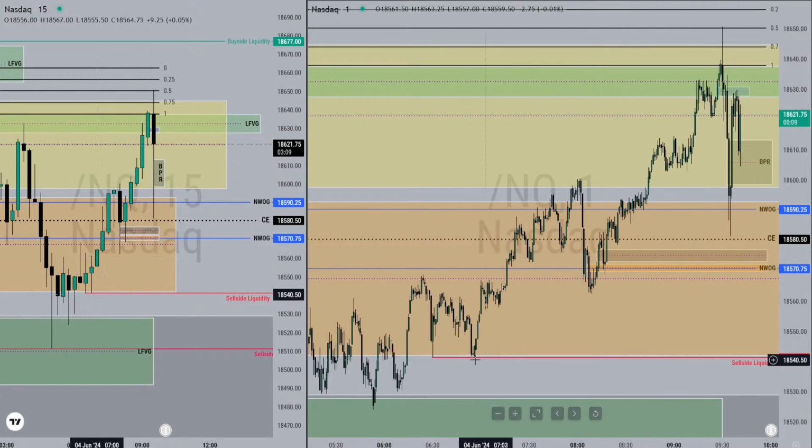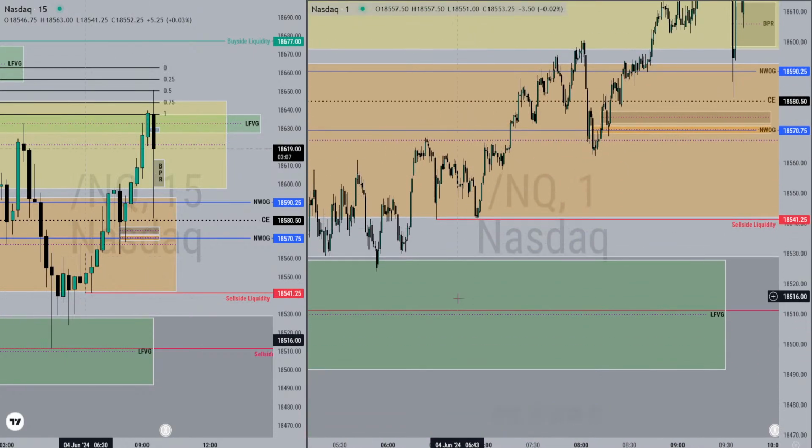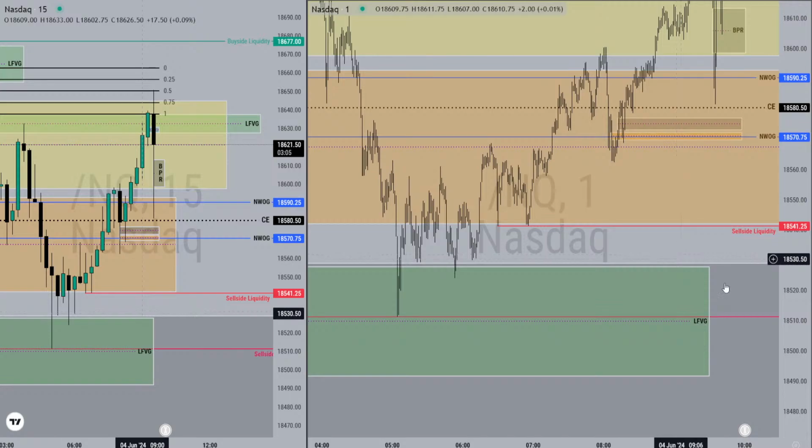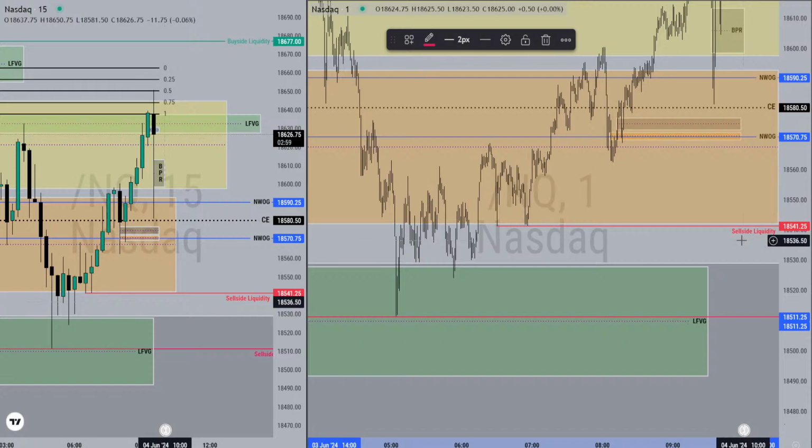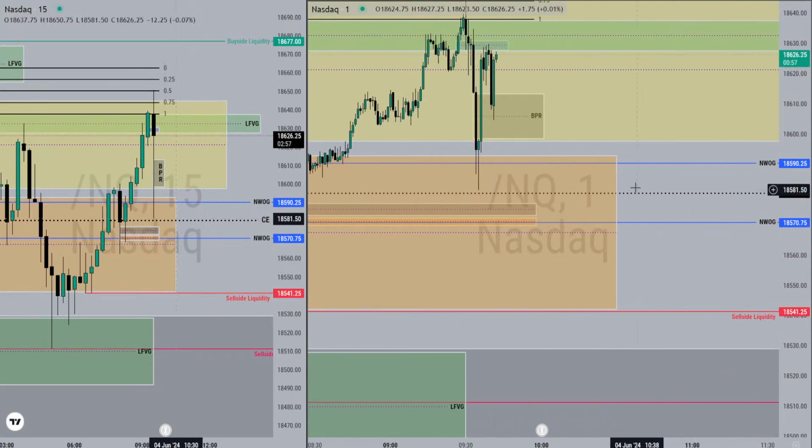Just remember this sell side liquidity over there, and this sell side liquidity, these two levels, 18511.25 and 18541.25. Keep that in your mind.